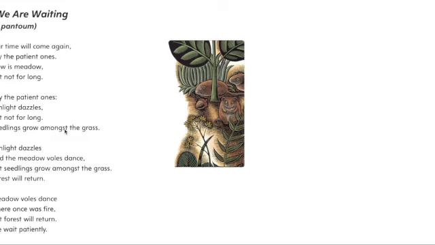We are waiting. Our time will come again, say the patient ones. Now is meadow, but not for long, say the patient ones. Sunlight dazzles, but not for long. Seedlings grow amongst the grass. Sunlight dazzles and the meadow voles dance, but seedlings grow amongst the grass. Forest will return. Meadow voles dance where once was fire, but forest will return. We wait patiently. Once was fire, now is meadow. We wait patiently. Our time will come again. What are we?